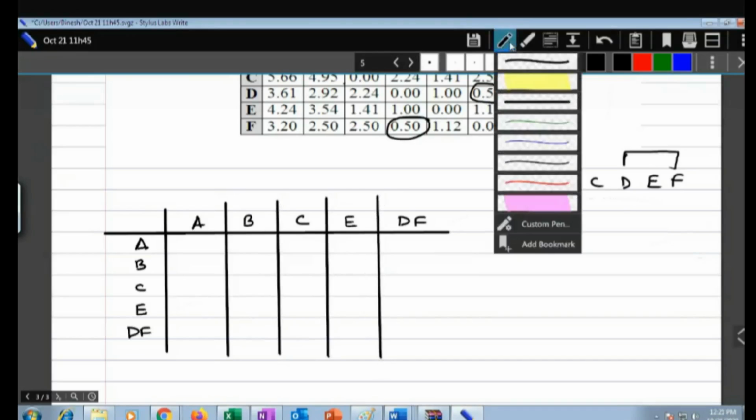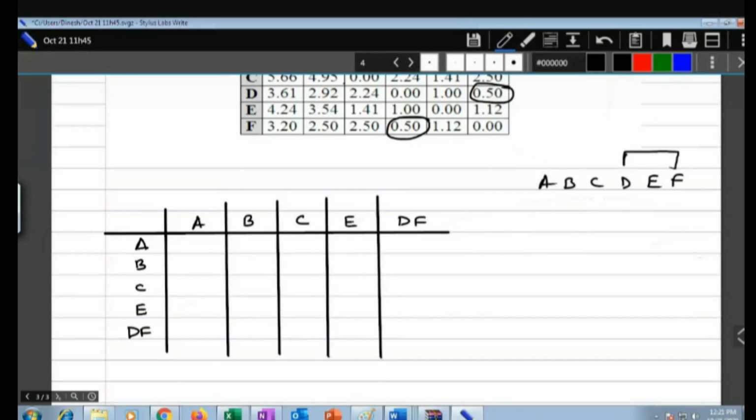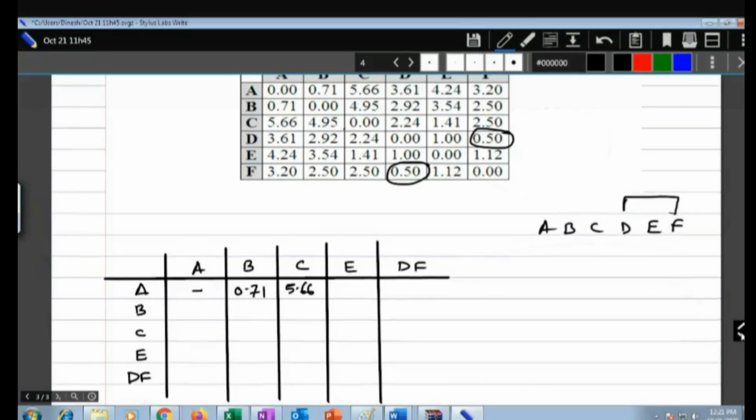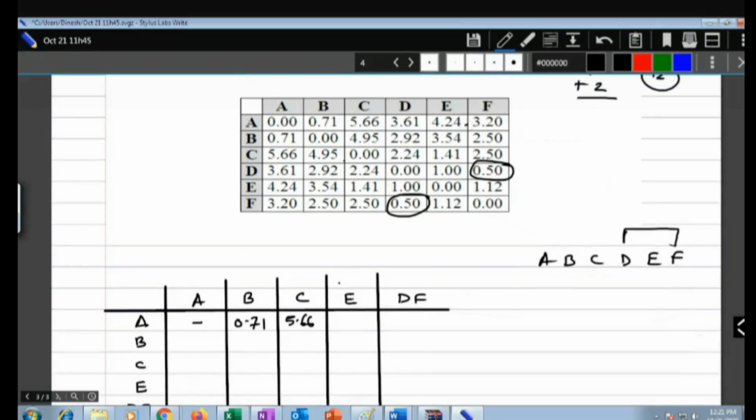Okay, now what about the remaining distances? A to A is dash, A to B is 0.71, so you just have to copy that. A to C is 5.66, so 5.66. A to E is 4.24, so I will write 4.24.